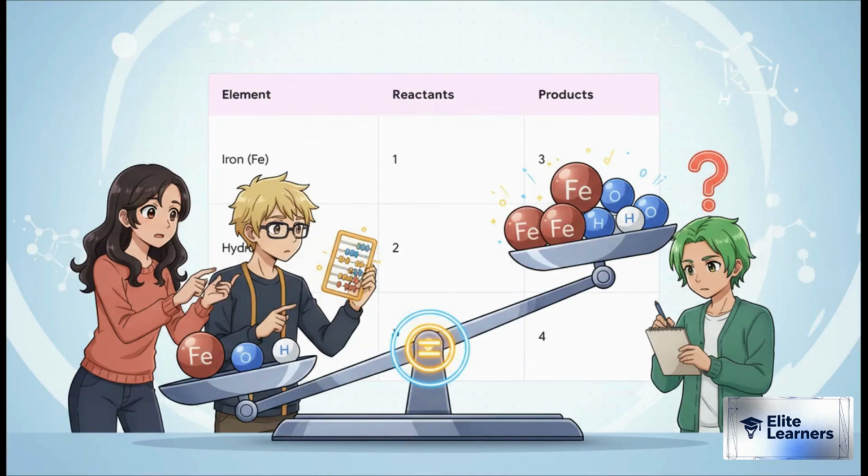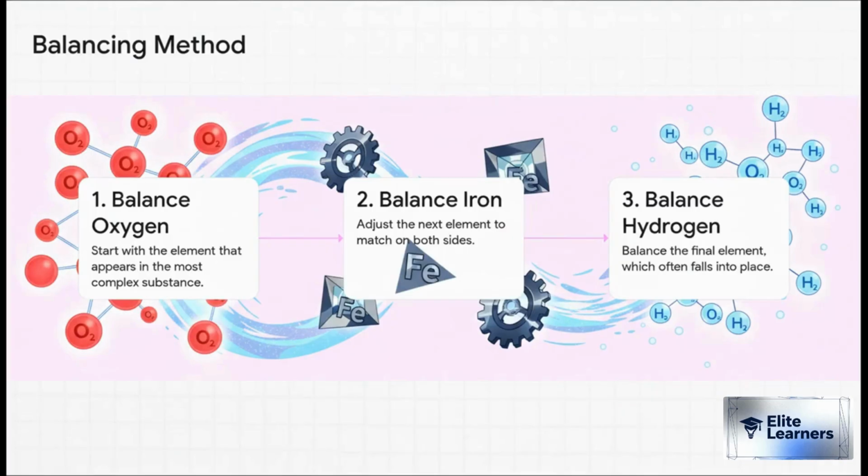This table is an atom inventory for the reaction of iron and water. See the problem? On the reactant side, we start with just 1 iron atom, but on the product side, we magically have 3. And we start with 1 oxygen atom and somehow end up with 4. The scales are totally out of whack. This equation, as it's written now, is breaking a fundamental law of physics. We've got to fix it. So how do we do it? Well, we add numbers called coefficients in front of the molecules until everything balances out. There's a method to the madness.